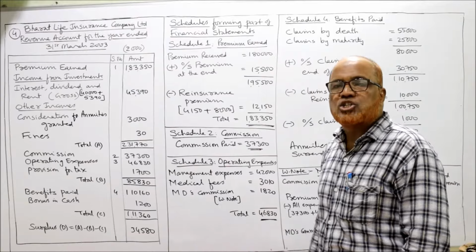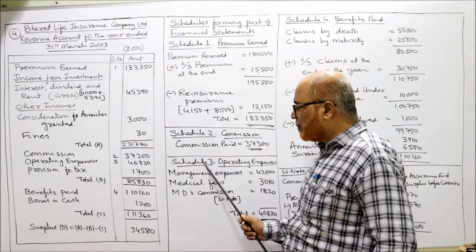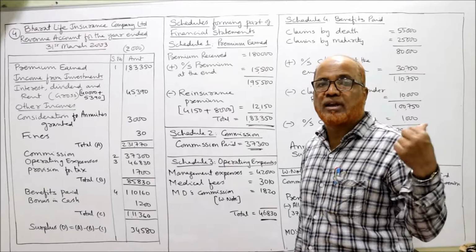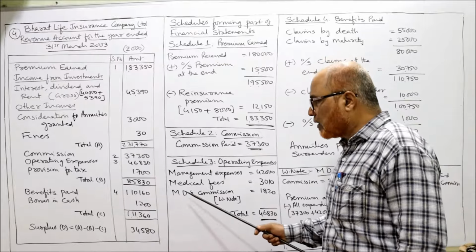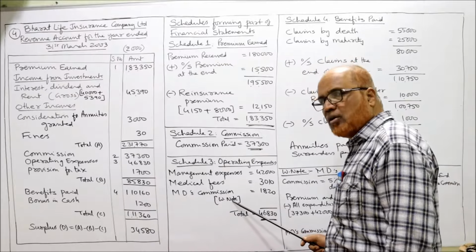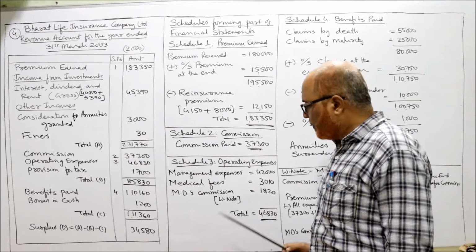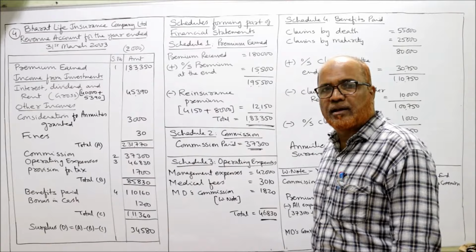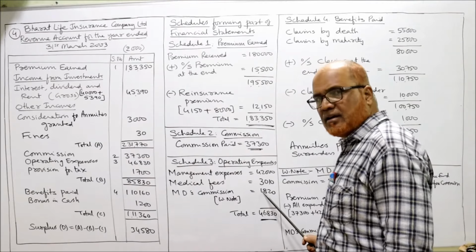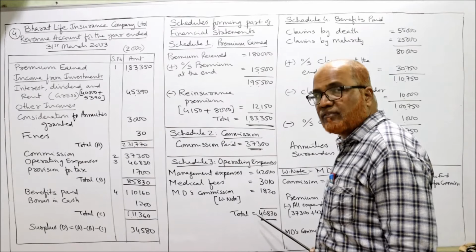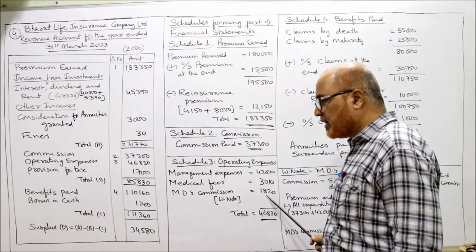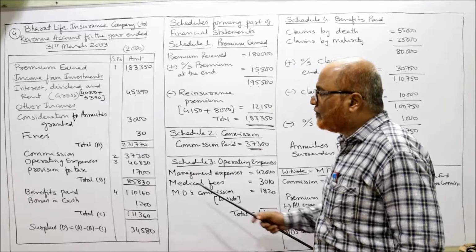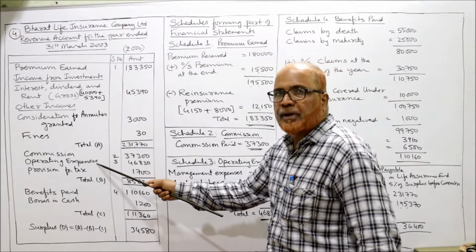MD's commission, managing director's commission, that will also come under operating expenses, but we have to calculate how much is the MD's commission in working note. So right now you have to write on MD's commission in bracket working note and don't take this amount. ये amount अभी नहीं आता 1,820. ये 1,820 last में working note में calculate करेंगे. For the time being, keep it blank and don't take the total here. After working note calculations, we'll get 1,820. Then we'll take the total 46,830. So 46,830 is the operating expense.